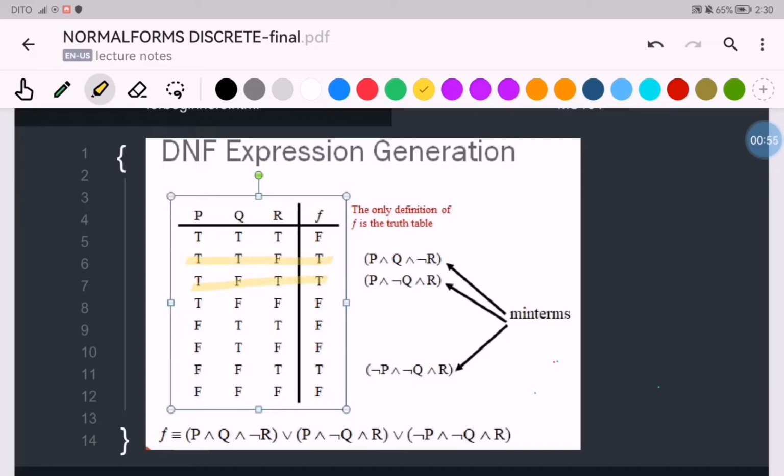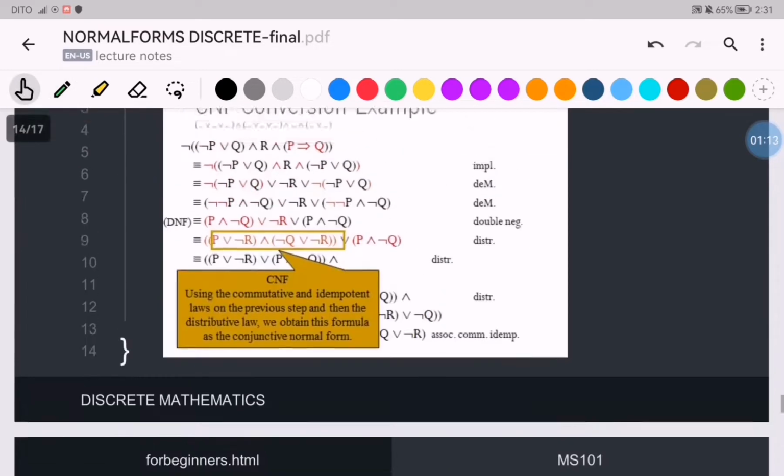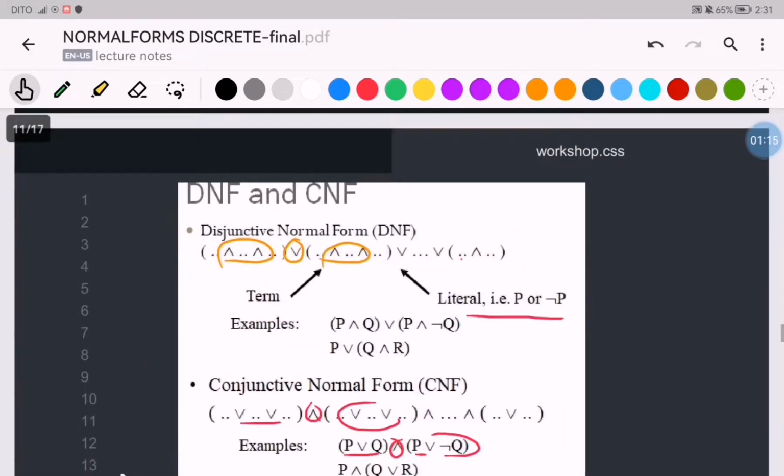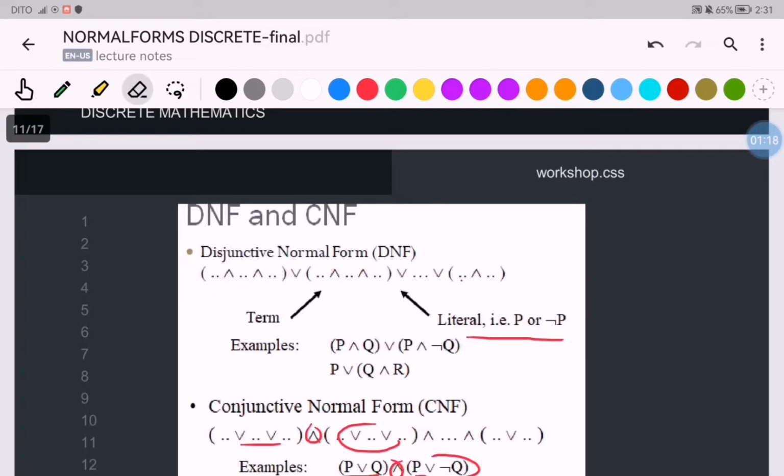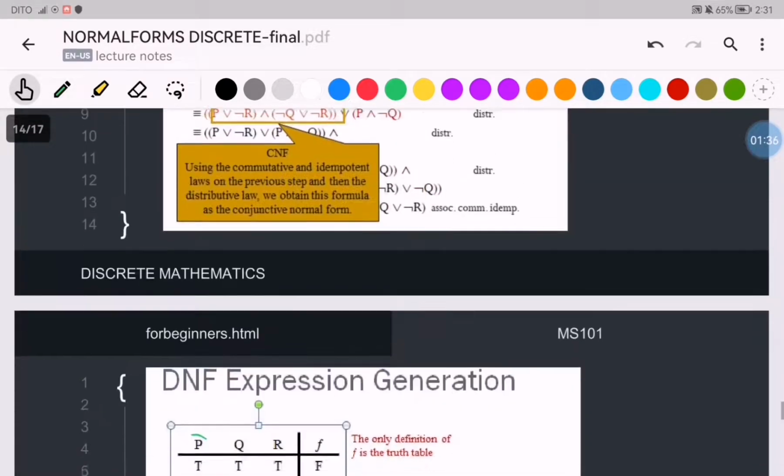So, highlight the first value, then translate the P, Q, and R. First is P, that is true, so that is P. Then conjunction. As you can see in the DNF formula, the pattern inside is the conjunction, then disjunction, conjunction, disjunction, and conjunction, and so on. So just follow the pattern.